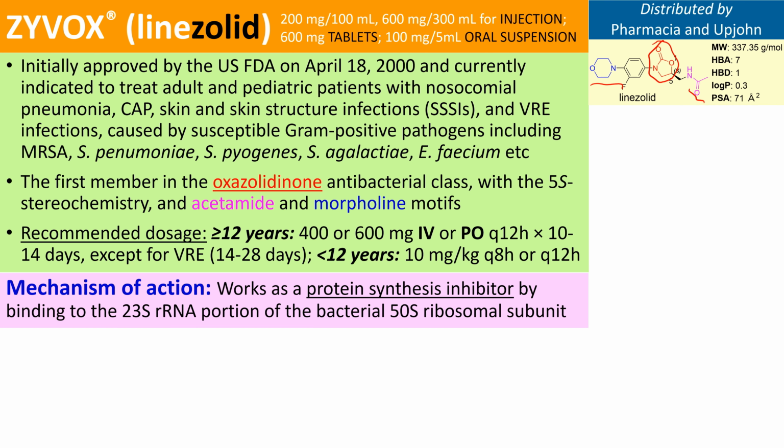Mechanistically, this medication works as a protein synthesis inhibitor by binding to the 23S ribosomal RNA portion of the bacterial 50S ribosome subunit, preventing the formation of a functional 70S initiation complex, which is required for bacterial reproduction.